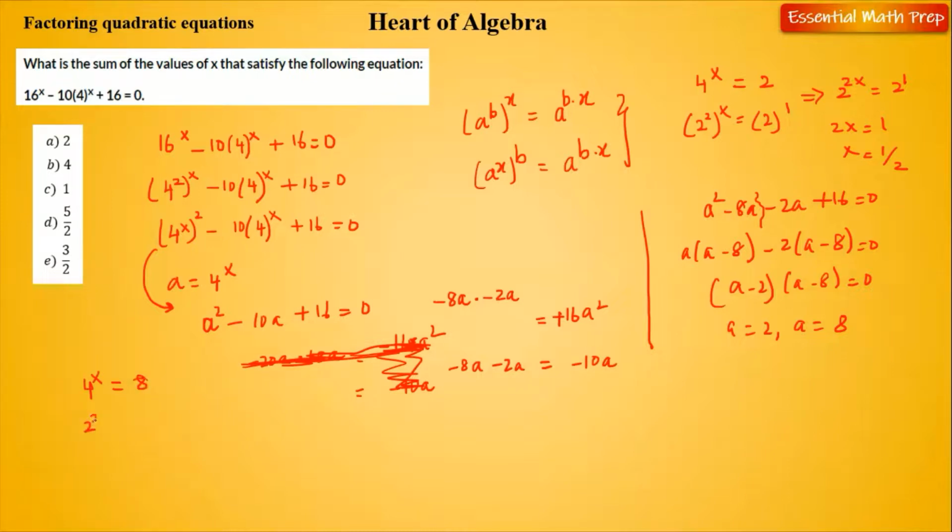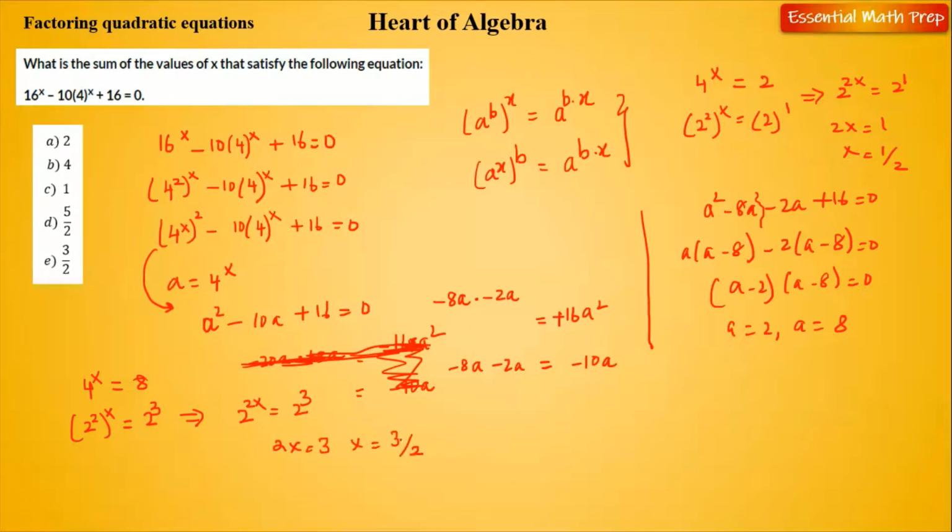4 is 2 squared, so 4 raised to the power x is 2 squared raised to the power x. 8 is the same as 2 raised to the power 3. This can be further written as 2 raised to the power 2x equals 2 raised to the power 3. 2x equals 3, x equals 3 over 2.